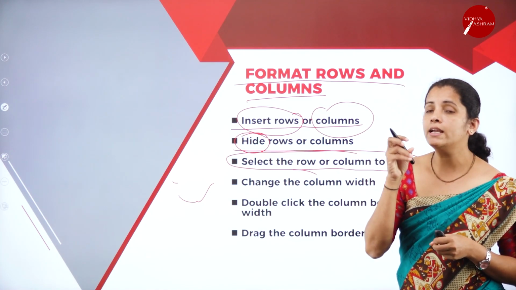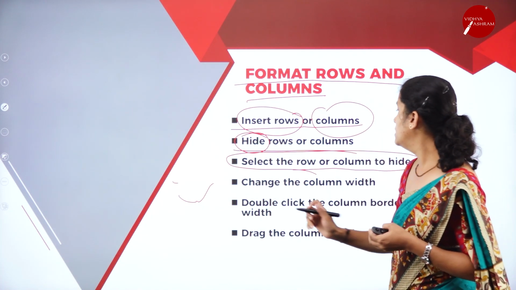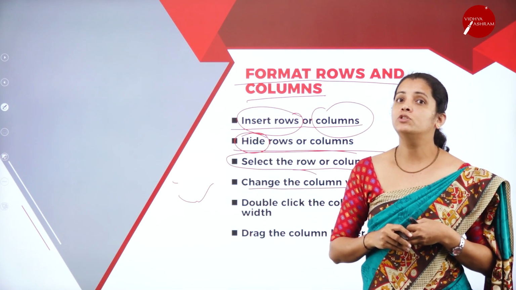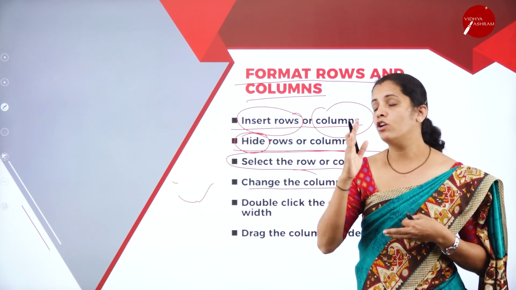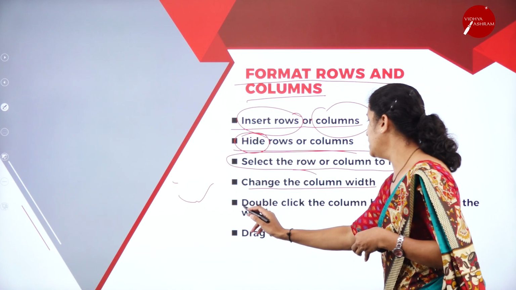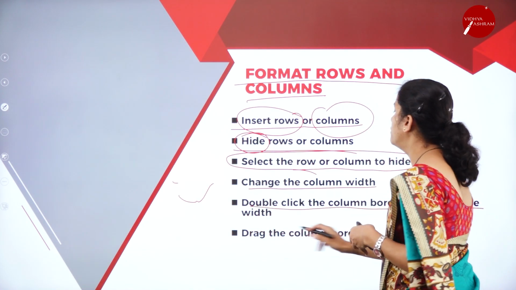First, I want to select which row or which column I want to hide. Change the column width. That means I am able to change the width of the column as well as the width of the row. To do that, double click the column border to auto fit the width.